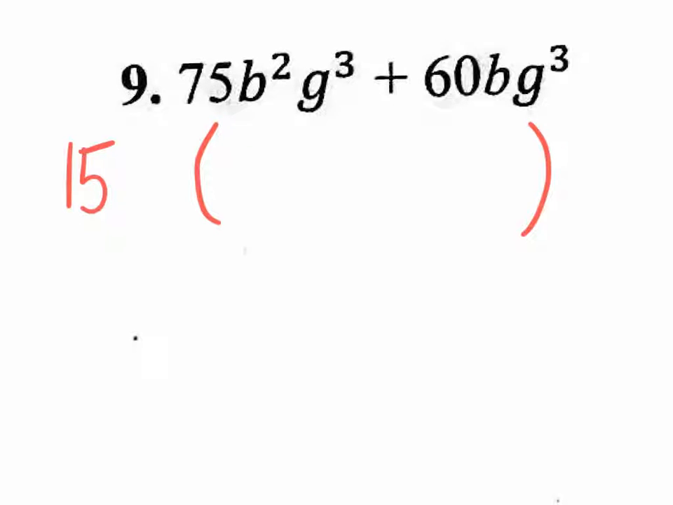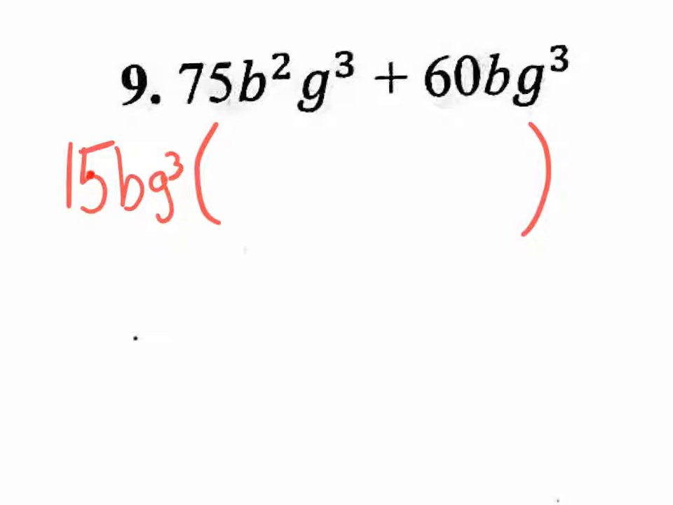Now, how about with b's and g's? How many b's could I pull out from both terms at the same time? 1 b. And how about the g's? How many g's could I pull out from both terms at the same time? How many do I have here? How many do I have here? I could pull out 3 of them from both at the same time. So let me do that. G to the third. So 15 b g to the third is our official GCF for number 9.